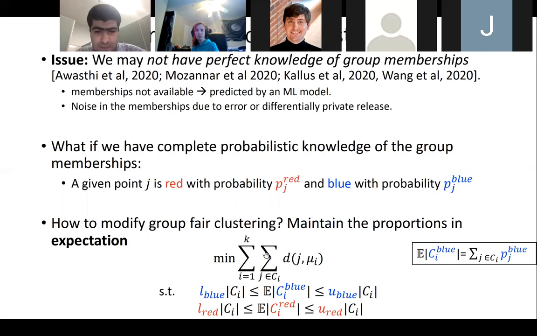So we have the same clustering cost, but this time, the amount of blue is now the expected amount of blue in cluster I. Just to clarify, for the expected amount of blue, you take the sum over J that belongs to CI, all of the points that belong to cluster CI, and you sum the probability of them being blue. That's what it means. And you can see that this recovers the definition of fair clustering when the group memberships are perfectly known, because the probabilities would just be 1 or 0, and the expected value of CI blue would just be the number of blue points.